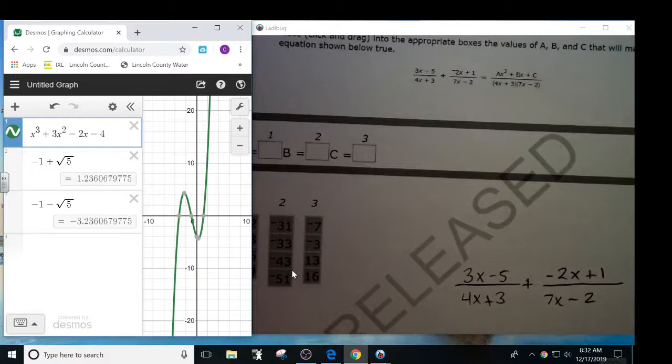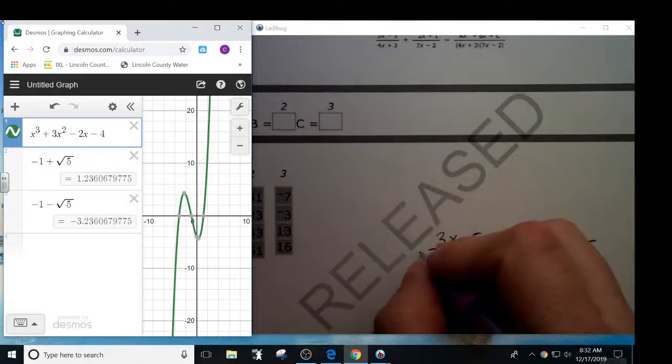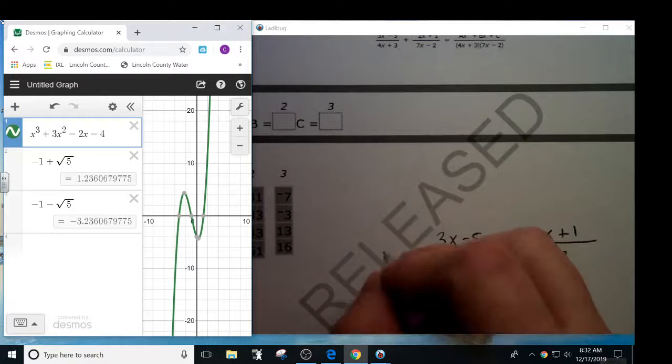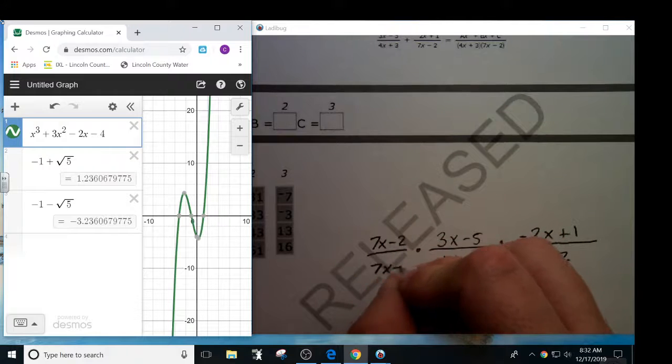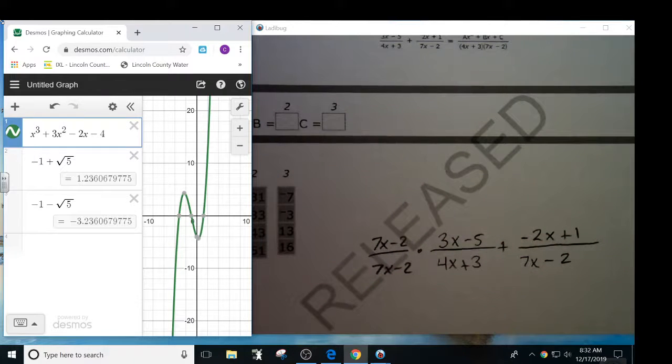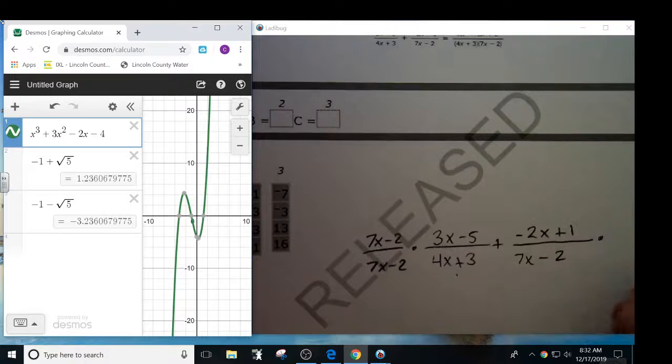All right, now, to get common denominators, what would I do? Right. You multiply each side by the opposite denominator. So that's going to be 7x minus 2 over 7x minus 2. You have to multiply top and bottom, because if you don't, it changes the value of your equation. Then I'm going to multiply this side by 4x plus 3 on top and bottom.